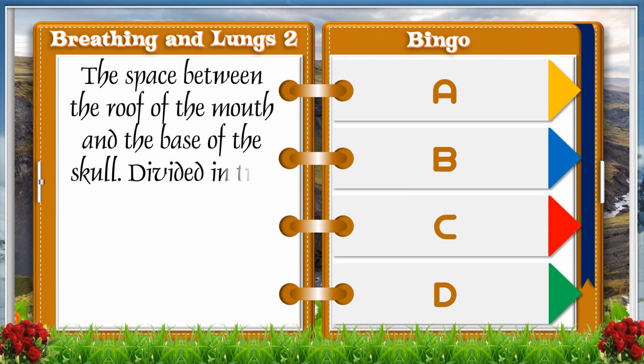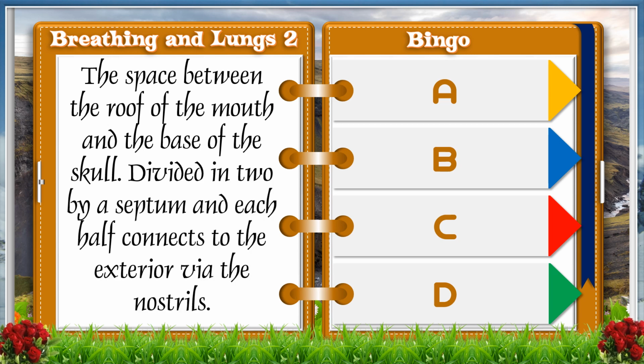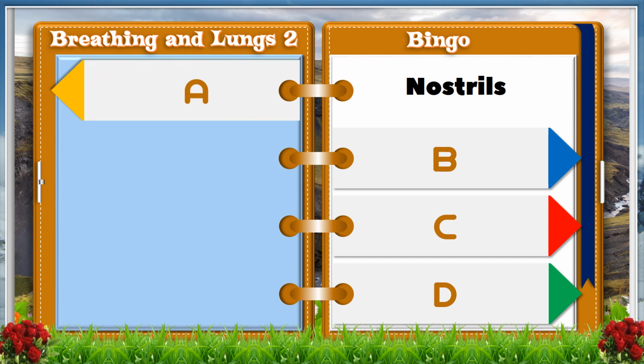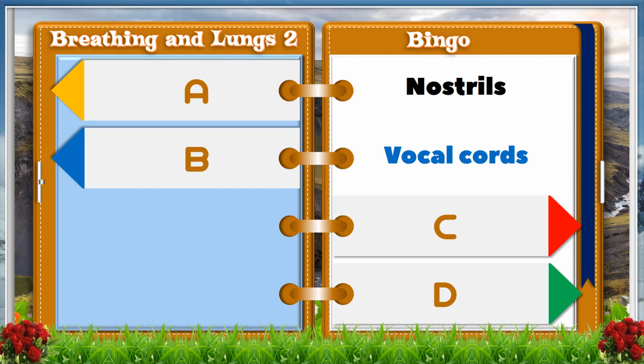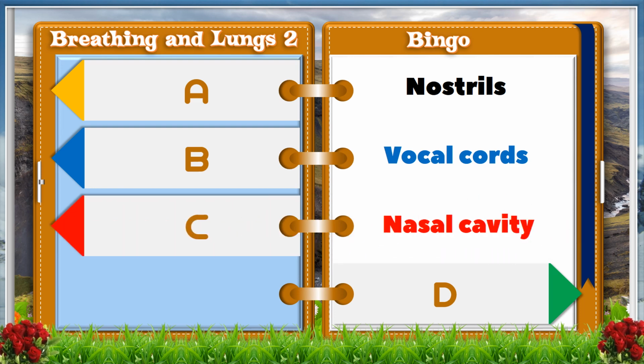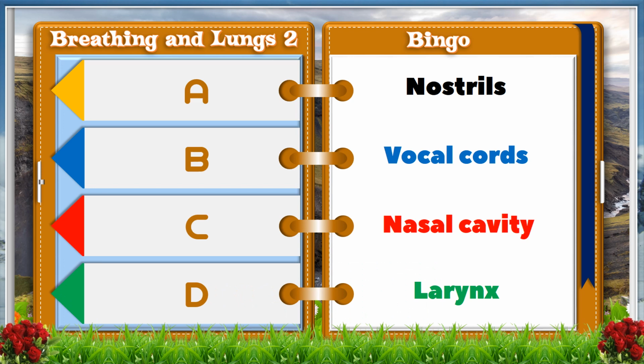Space between the roof of the mouth and the base of the skull, divided into two by the septum, and each half connects to the exterior via the nostril. A. Nostrils. B. Vocal cords. C. Nasal cavity. D. Larynx. And the answer is C. Nasal cavity.